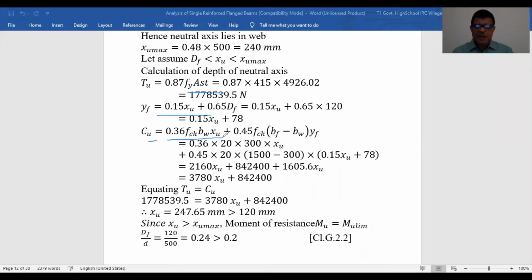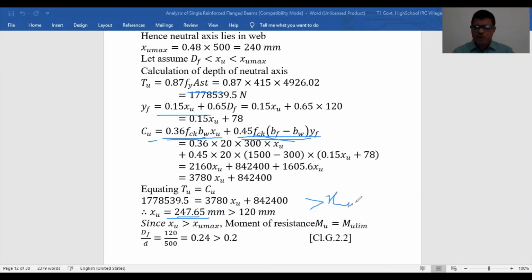CU, the same formula, you calculate the CU value, that is for the web concrete and for the flanges, for the rectangular section and for the flange part. Then YF is already given here. Now CU is equal to TU, you will find XU is coming 247. So 247 means it is greater than DF, and also it is greater than XU maximum.